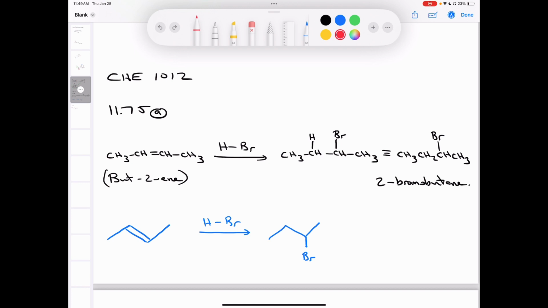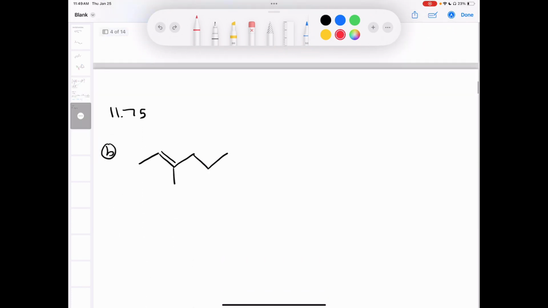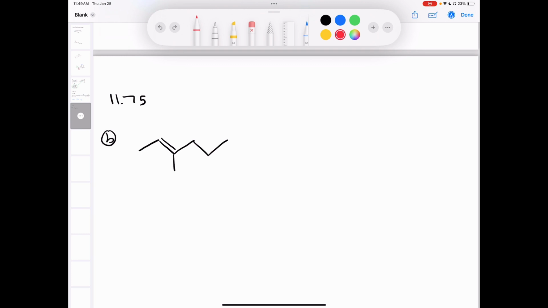Okay, there's another question I wanted to take a look at with you, and that's because this question does involve Markovnikov's rule. The question is, they want you to react 3-methyl-hex-2-ene, so that's this compound, 3-methyl-hex-2-ene, with hydrogen iodide. So I'm just going to write it out like this.